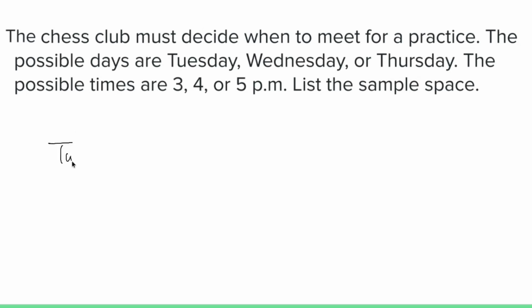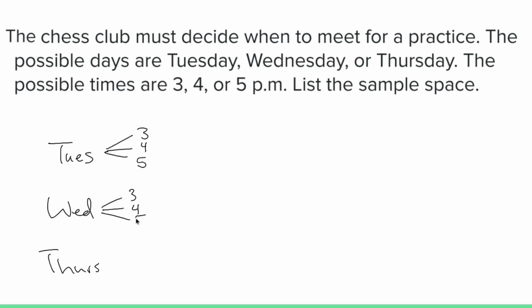So we have Tuesday, we have Wednesday, we have Thursday. Tuesday could be 3, 4, or 5. By the way, this is called a tree diagram. It's us listing all of our possible options separately. So 3, 4, 5 for Wednesday, 3, 4, 5 for Thursday. So listing the sample space means listing all 1, 2, 3, 4, 5, 6, 7, 8, 9 possibilities.